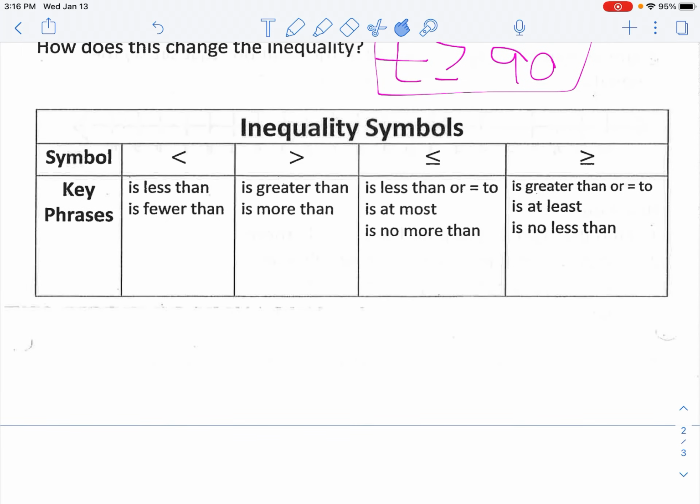Here's just a little key for you for all of the different symbols. We've got less than, greater than, less than or equal to, and greater than or equal to. And below that are some common words that you're going to see when you are reading through the word problems.